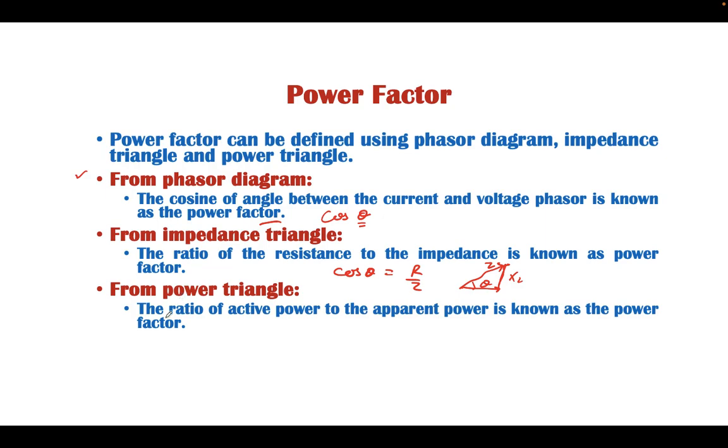Then the third triangle is the power triangle. In the case of the power triangle, again we have three different powers: this is P, this is Q, this is S. This angle is theta, and from here we can say cos theta is equal to P by S. And hence the power factor in this electrical system can be defined in three ways: using the phasor diagram, using the impedance triangle, and using the power triangle.